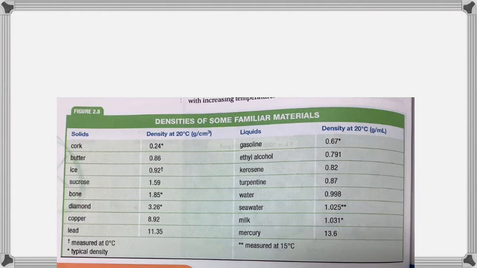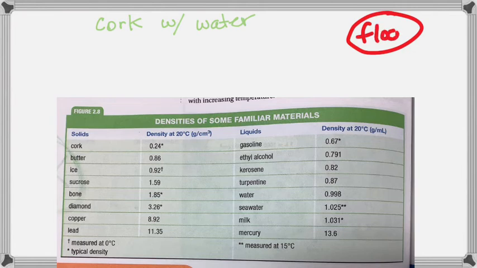So if I were to ask you a few questions about this, as far as which one's going to float, let's look at cork with water. And we will circle the one that will float. So look at that. And hopefully you've got that cork will float on water. That's about like saying wood floats on water.